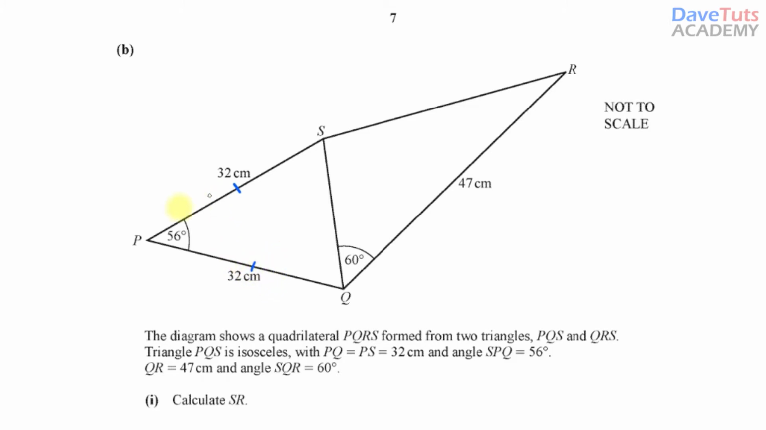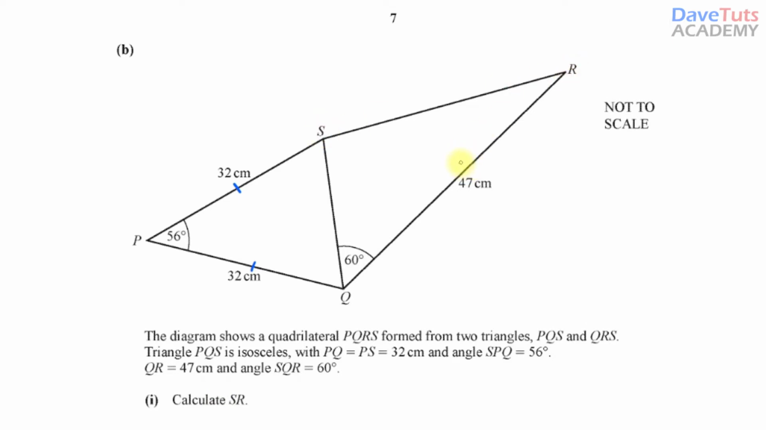Okay, then PQ and PS are equal, 32, and PQ is 56 as given, then QR is 47, and the angle at R is 60. Okay, first we have to find SR. So where is SR? This is SR.